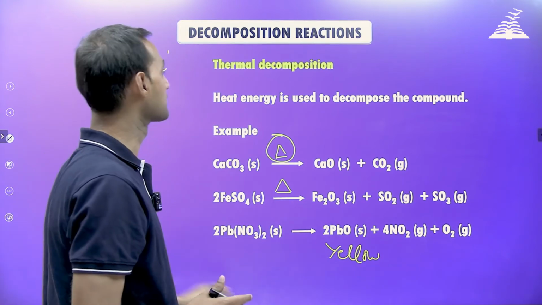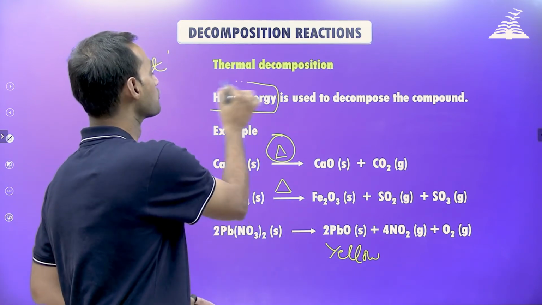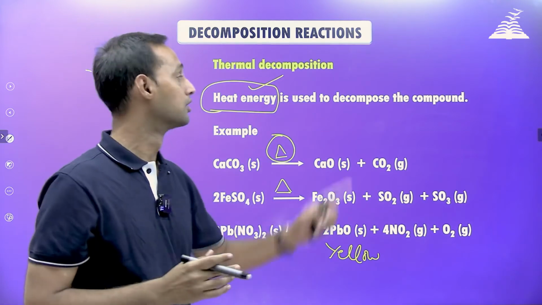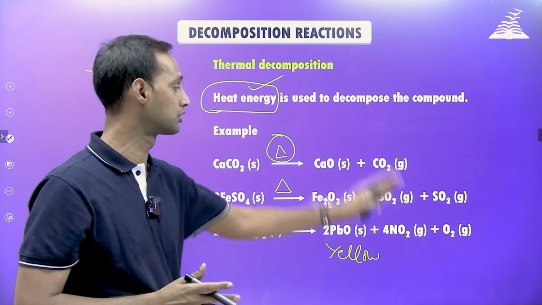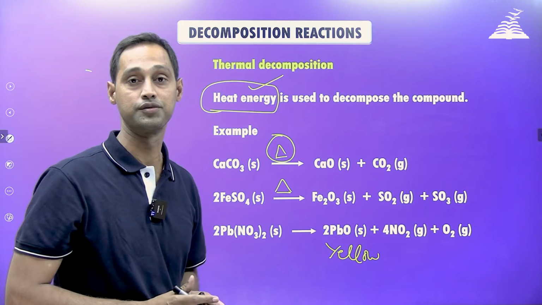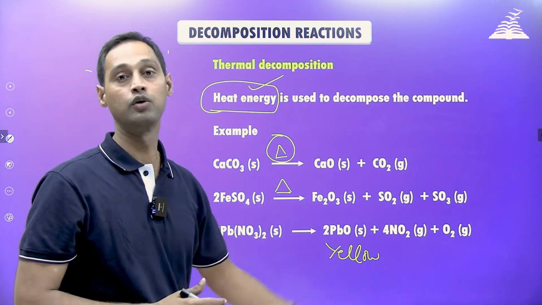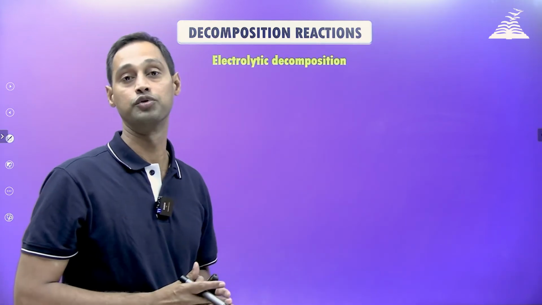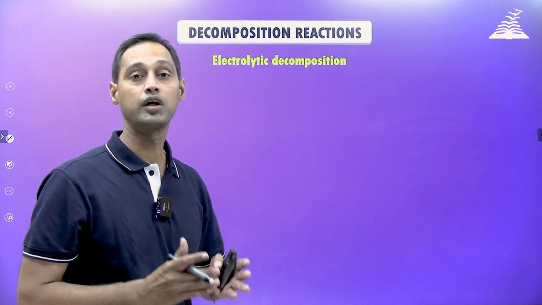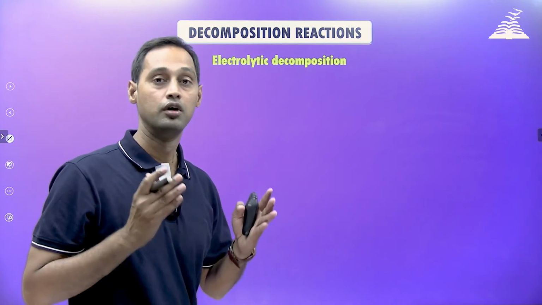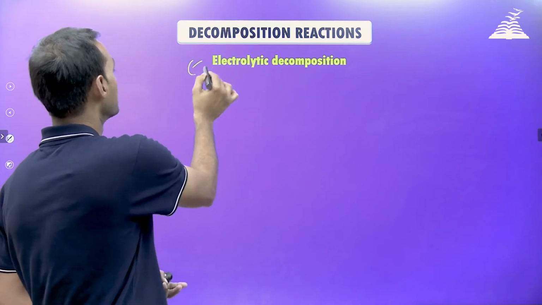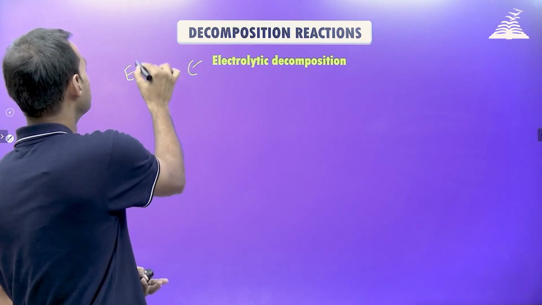In all these cases, heat energy is used. So that's the reason we name it thermal decomposition. These are all thermal decomposition reactions. And then moving to other type of decomposition reaction, electrolytic decomposition. So here, what kind of energy is used for the decomposition of a substance, right? Electrolytic decomposition, here we use electricity.